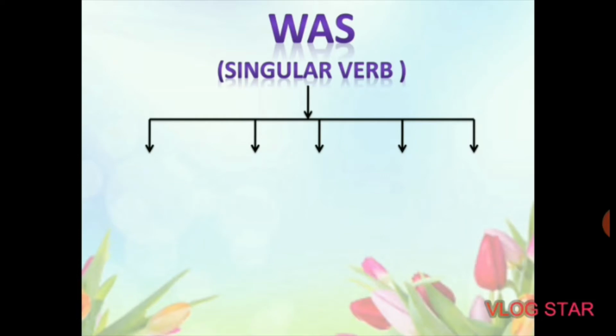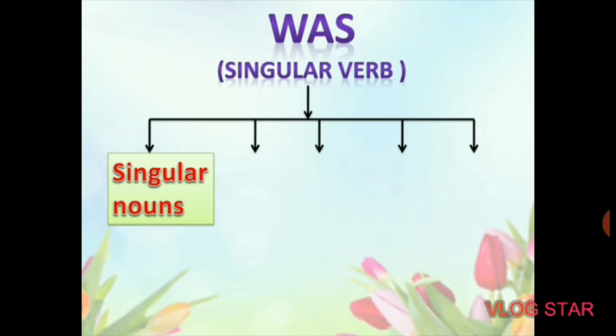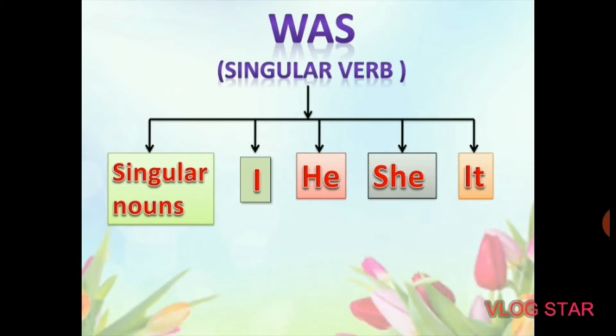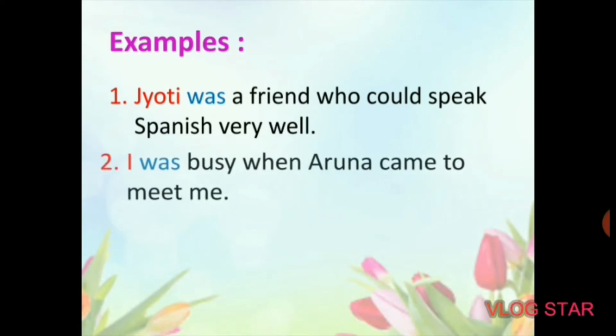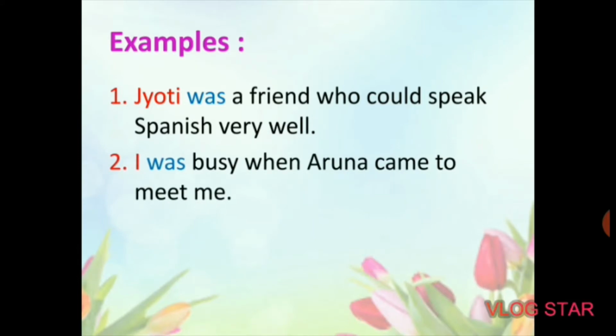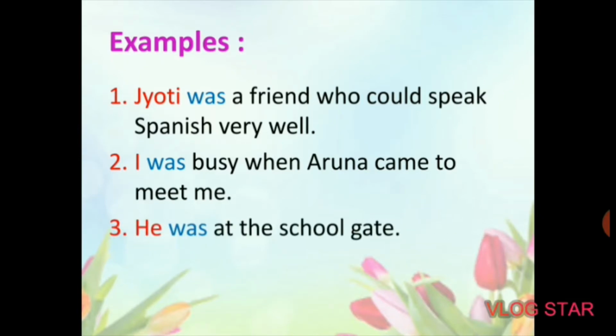Was. Was is a singular verb and it is used with singular noun and with the pronouns like I, he, she, it. Let's have some examples for it. Jyoti was a friend who could speak Spanish very well. I was busy when Aruna came to meet me. He was at the college gate. She was angry with me.